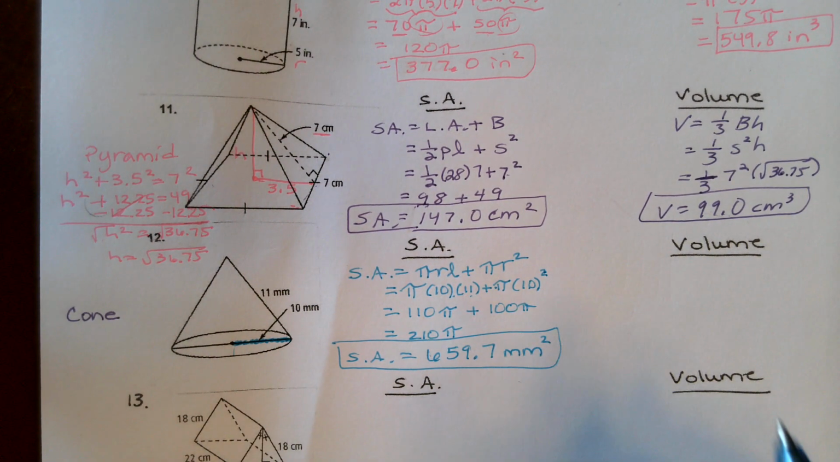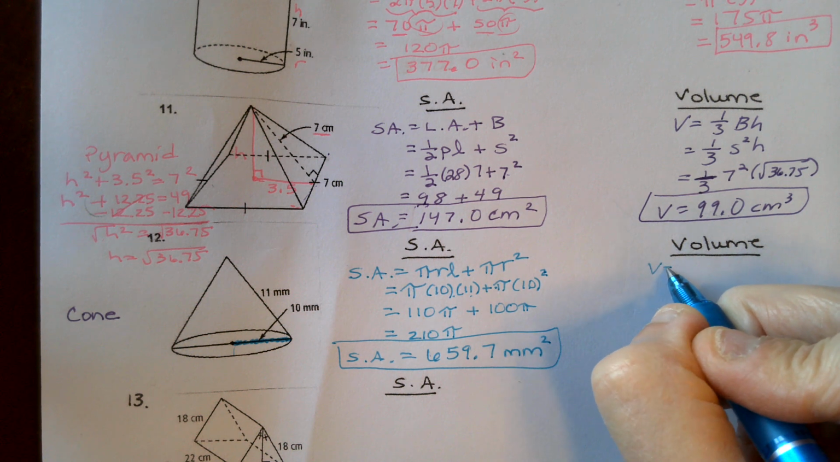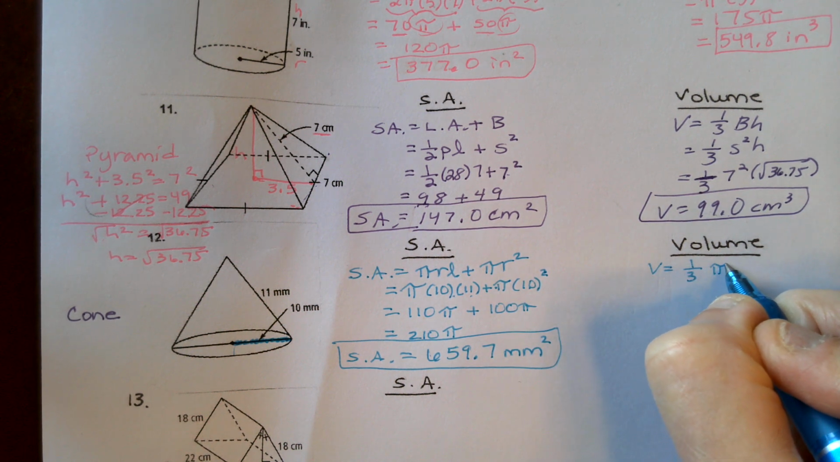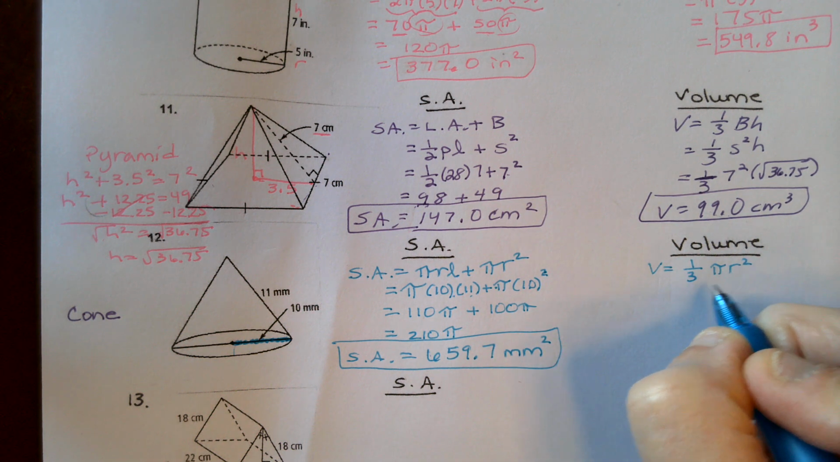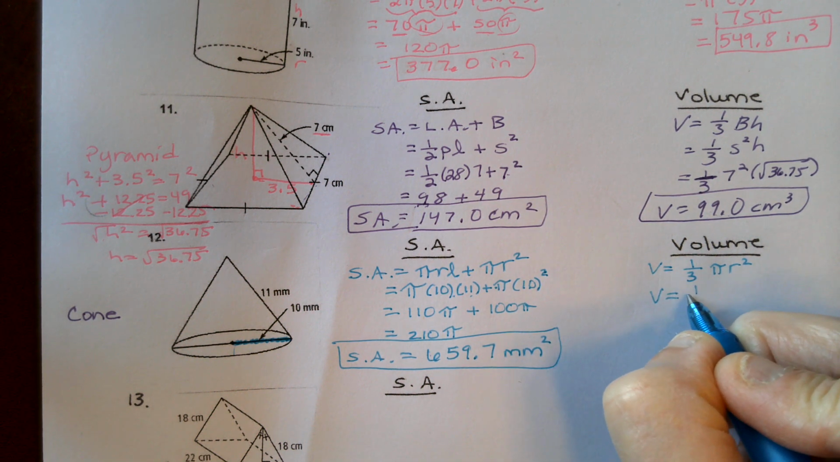Onward, the volume, going to go to volume, it is 1/3 pi r squared. So now we're going to go ahead and all we need is our radius. So 1/3.